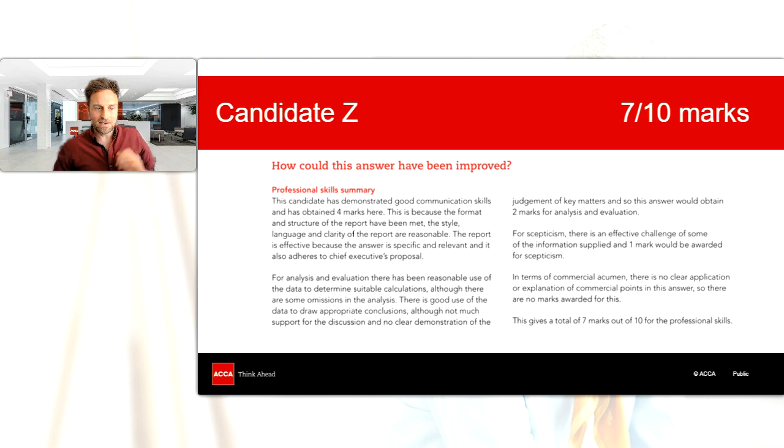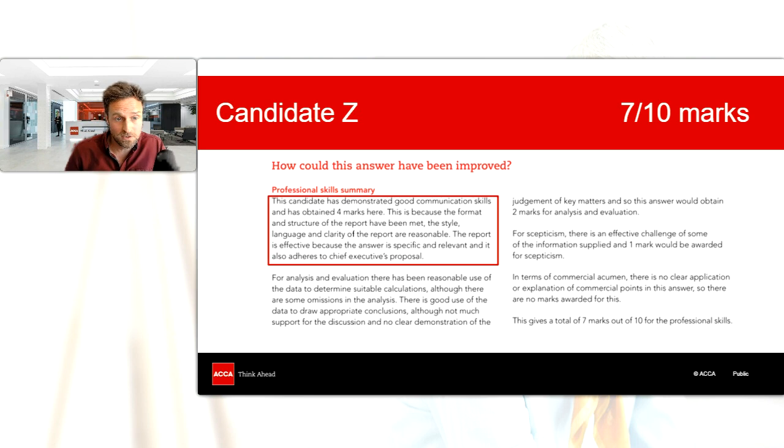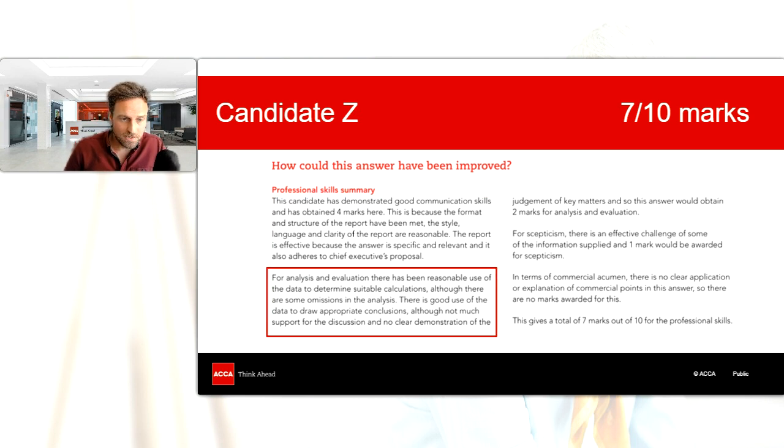So candidate Z, throughout all of this, was the concise candidate, wasn't it? This was the person who was making everything quite short, not writing a lot, but getting to the point. And this person, again, got 26, which is just about a pass. Communication, they got 4. Again, the report format was okay. Analysis and evaluation, they picked up a couple of marks there for drawing conclusions.